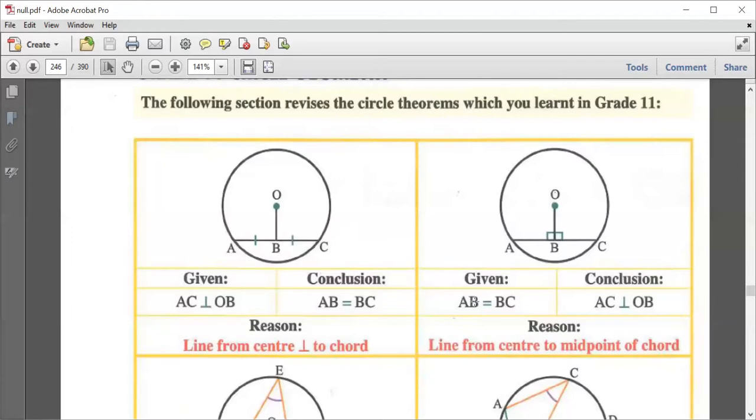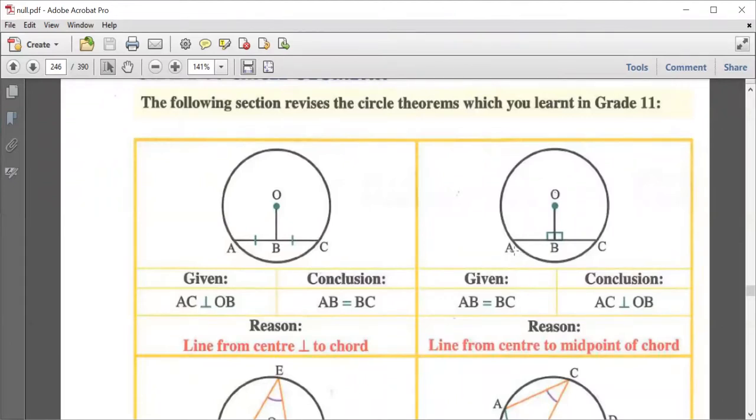Then the second theorem is just the reverse of the first theorem I explained to you just now. So instead of being given the information that the line AC is perpendicular to the line OB, it's the other way around. You are now given the information that the distance AB is equal to the distance BC on the chord. Then, if that is the case, you can conclude that the line AC is perpendicular to the line OB. In other words, this is the converse of the first theorem.